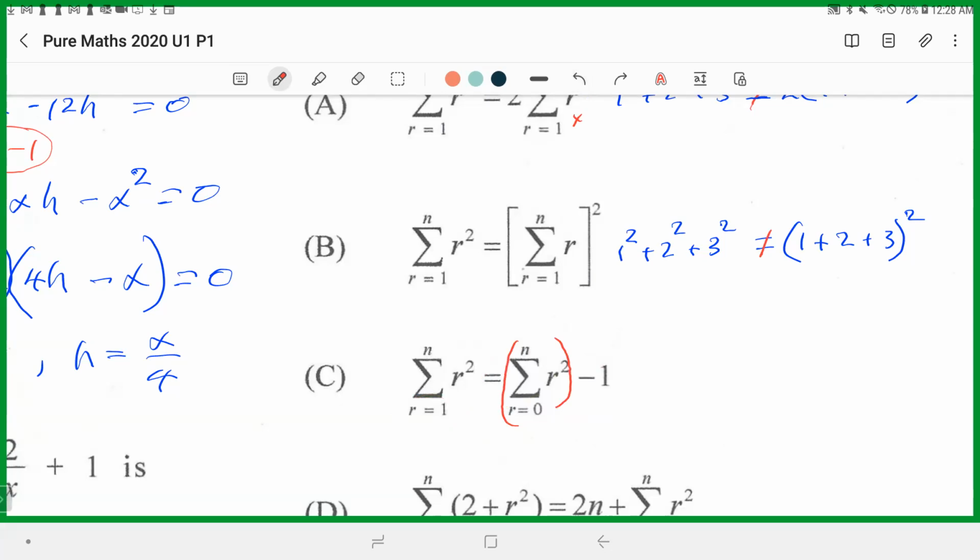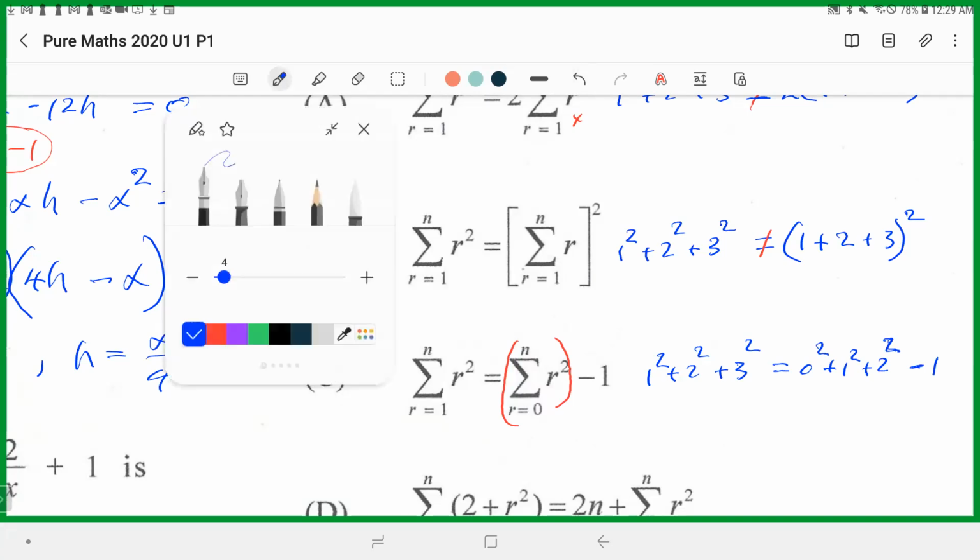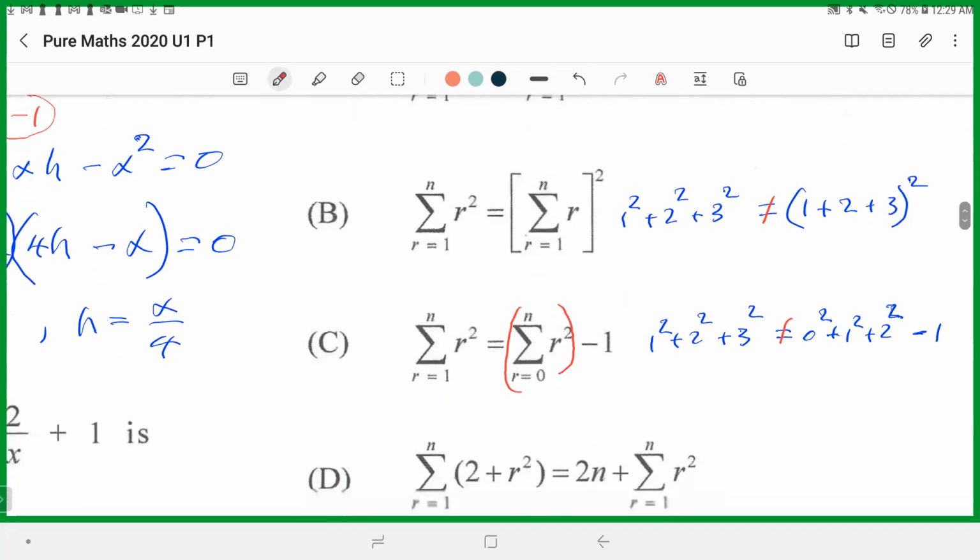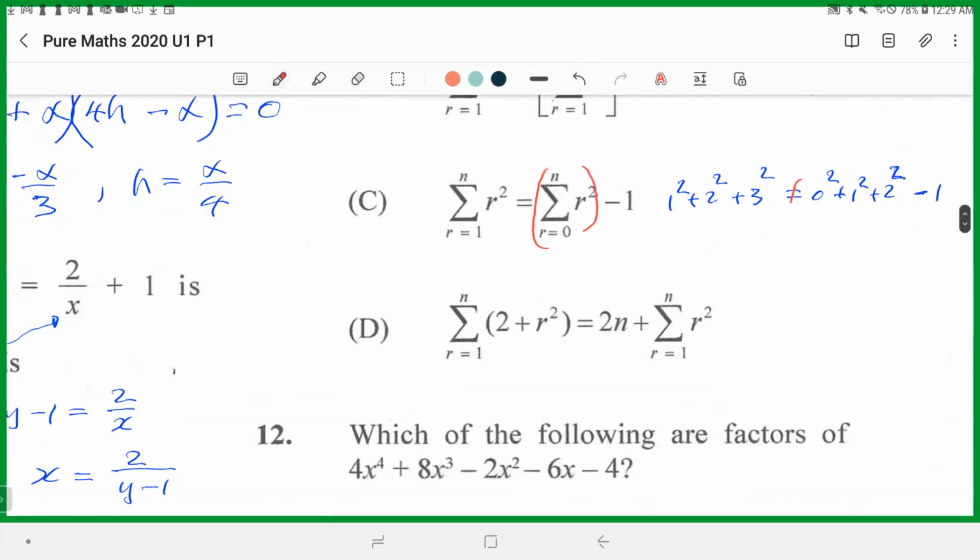So let's see. The left side again would be 1 squared plus 2 squared plus 3 squared. And we're saying that to be equal to what is in red, which would now be 0 squared plus 1 squared plus 2 squared, minus 1. Subtract 1. Again, not equal, none at all. They don't come out to the same, so that's not equal. So the answer must be the last one. Inside the last one, can you try to mark it? Answer is the last one right there.